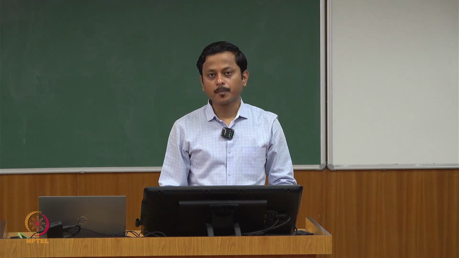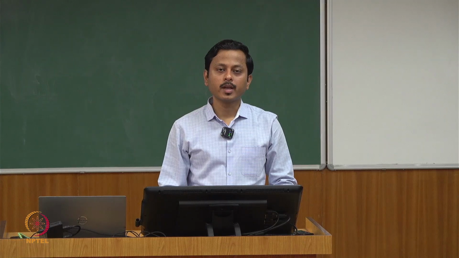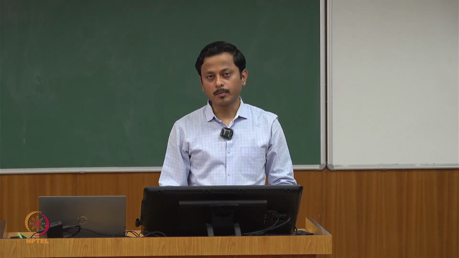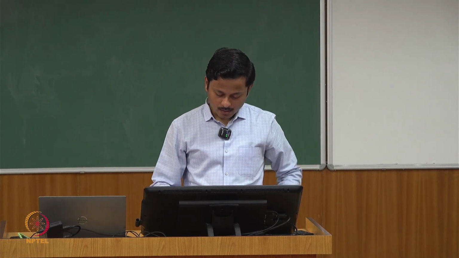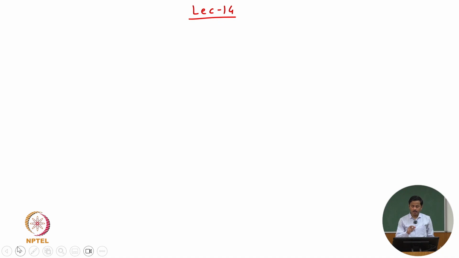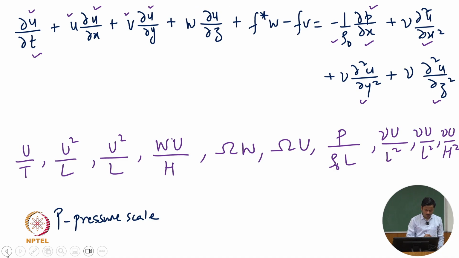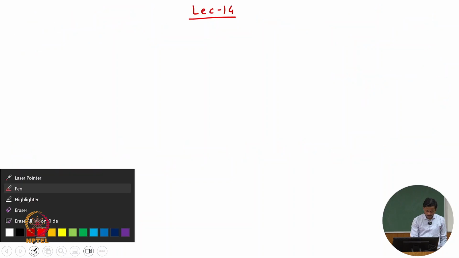Welcome to lecture 14. In the previous lecture, we had seen the magnitudes of the different terms in the x momentum equation, and now we'll continue looking at the order of magnitudes of the different terms. I'm just showing the slide from the previous lecture. So here we wrote down the full momentum equation, and we wrote down the magnitudes in terms of the scale variables that we had introduced. Now in this lecture 14, we'll continue with the same discussion.